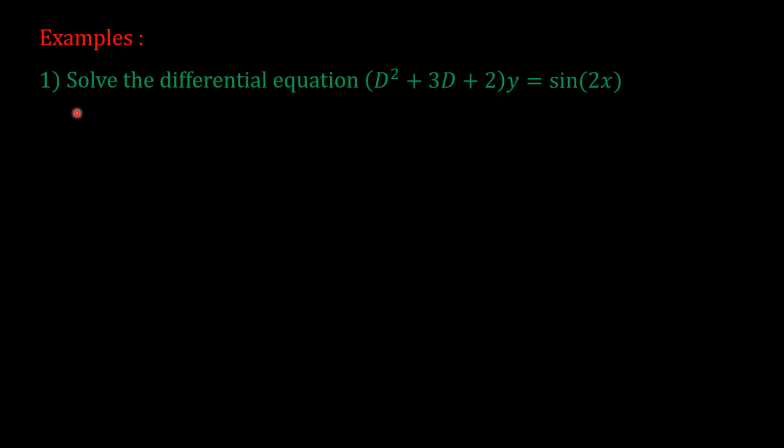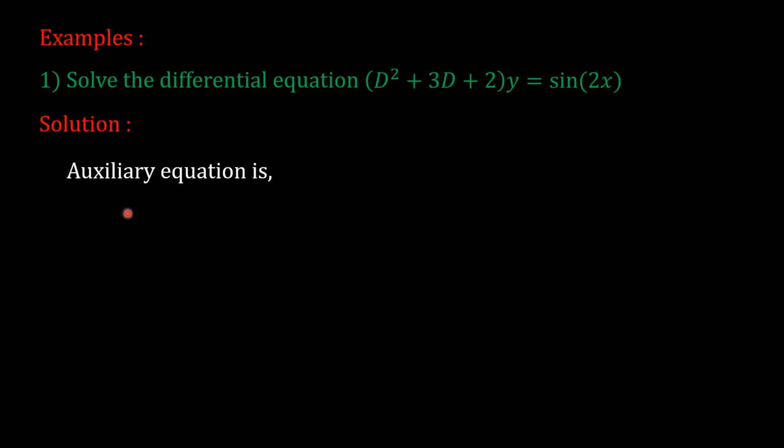First example is: solve the differential equation (D square plus 3D plus 2) of y is equal to sine of 2x, which is a non-homogeneous differential equation of order 2, and the right hand side function is the trigonometric function. Let us see the solution.